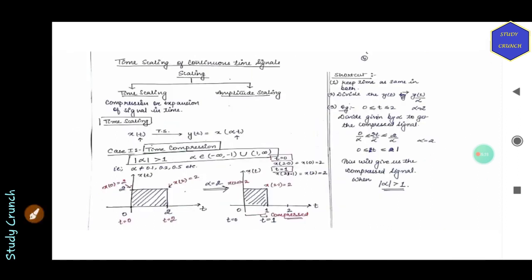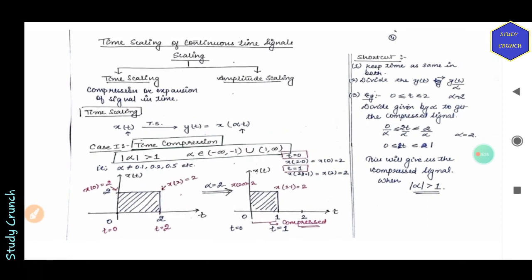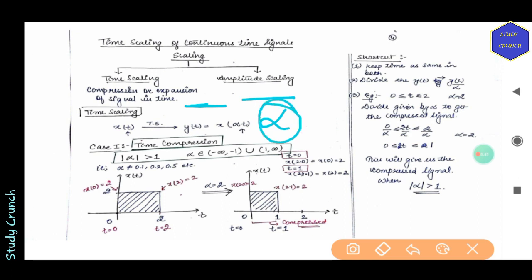Next. Okay, so this is very important, that is time scaling. We have two types of scaling, that is time scaling and amplitude scaling. In time scaling, just remember alpha is the constant we use. If alpha is greater than 1, then it is time compression, and if alpha is less than 1, it will be time expansion. So for alpha greater than 1, what we do is at 0 the value is 2, and at 2 the value is 2.